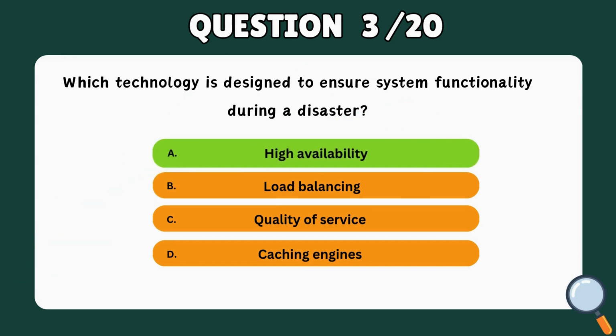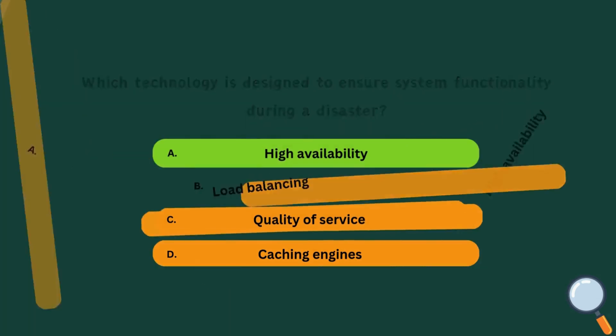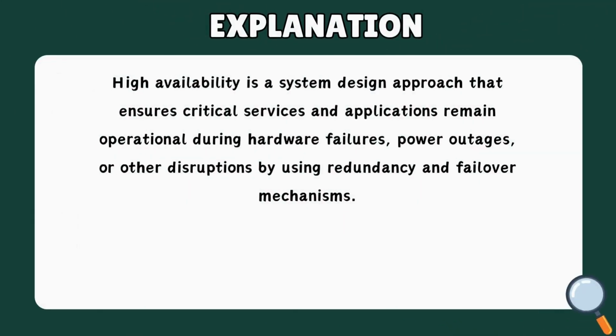Correct answer: A. High availability. High availability is a system design approach that ensures critical services and applications remain operational during hardware failures, power outages, or other disruptions by using redundancy and failover mechanisms.